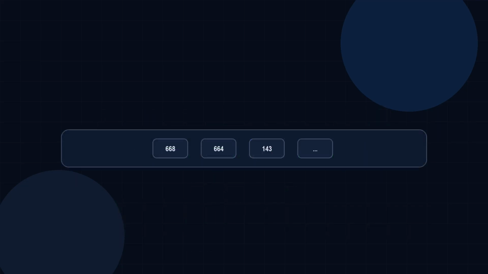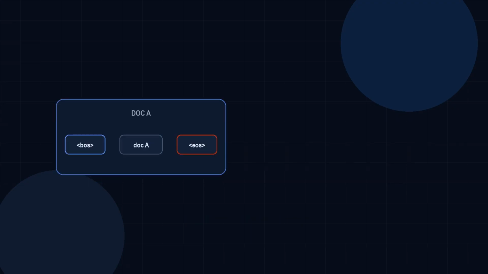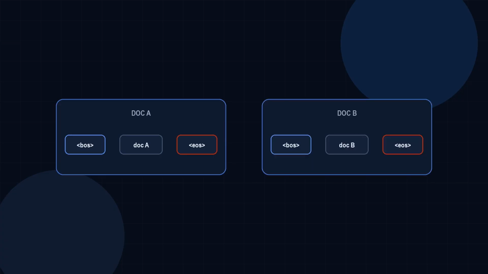There's one more detail worth naming. There are some special tokens. Most tokenizers reserve a few IDs for structural markers, like a BOS token, which is short for beginning of sequence, which signals where a document starts, and an EOS token, which signals where it ends. These markers let the model know where one piece of text stops and another begins, especially when many documents are packed together into a single long stream of training.